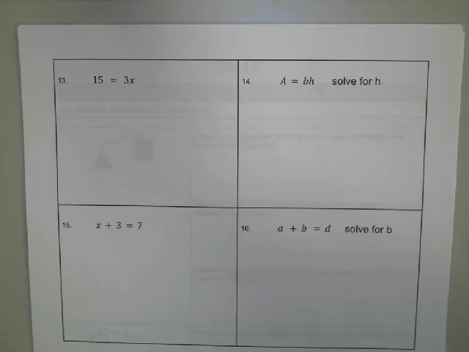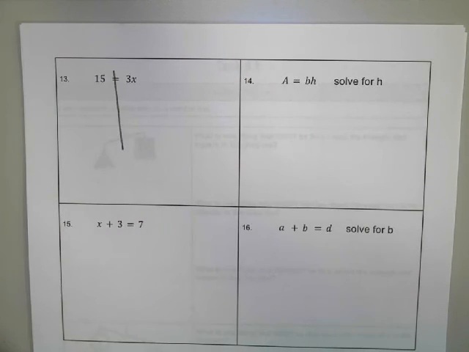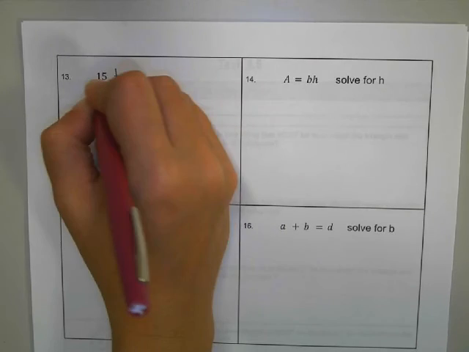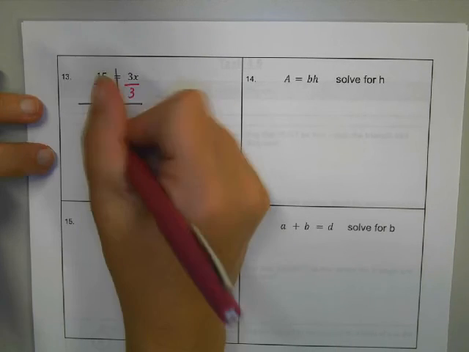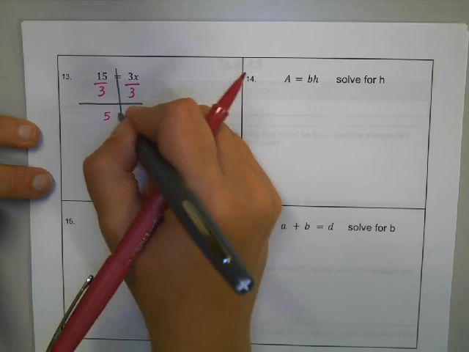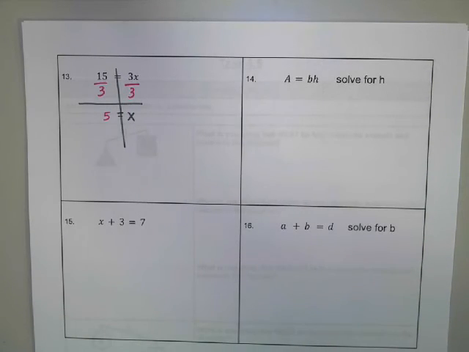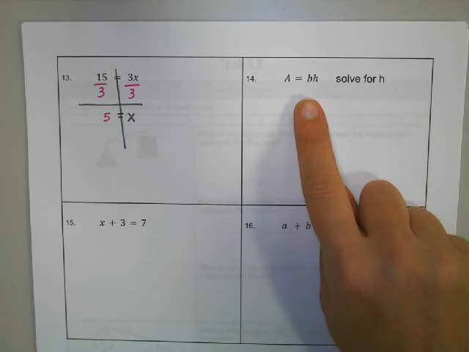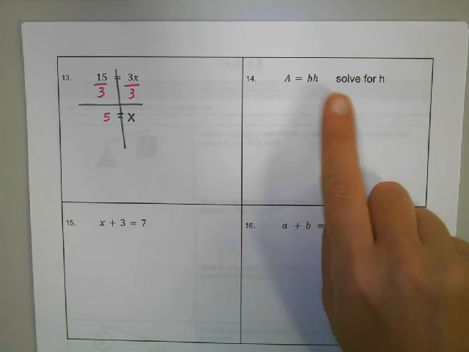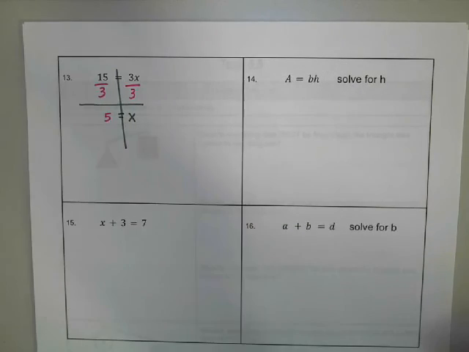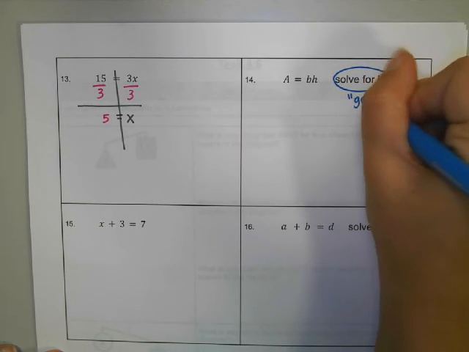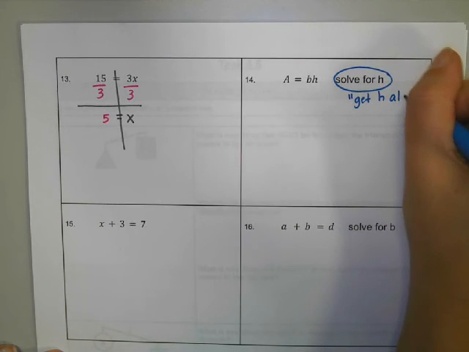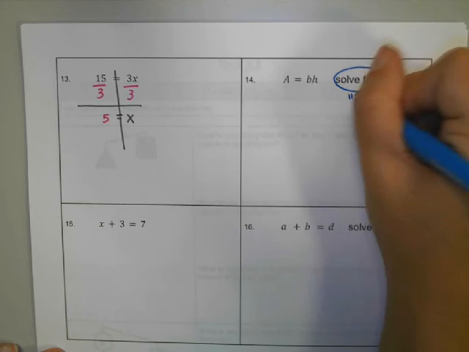So for problem number 13, we're going to go ahead and get x by itself. In order to do that, we're just going to divide by 3 on both sides. So the 3's cancel, and we just get 5 equals x. Now you'll notice in this problem, we're not using x's and y's anymore. Instead, it says here solve for h. When it says solve for h, this means get h alone. So get h by itself.